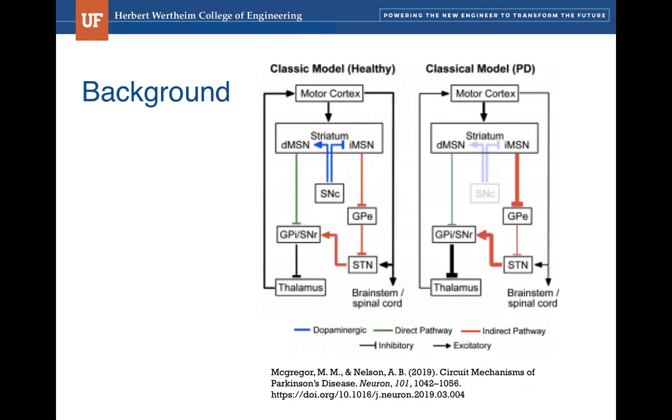Not only is there the dopaminergic pathway from the substantia nigra to the striatum, which disappears in the Parkinson's disease classical model, but there are also direct pathways using the D1 receptor and indirect pathways using the D2 receptor that are largely abundant in the striatum and therefore play a role in the movement of dopamine around the brain.